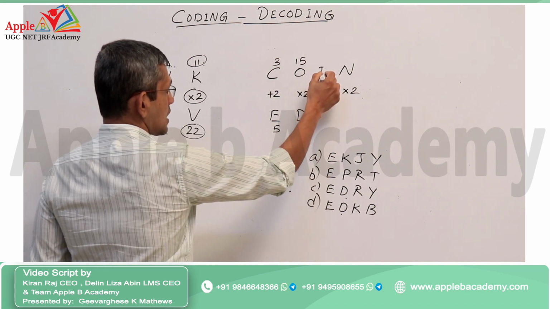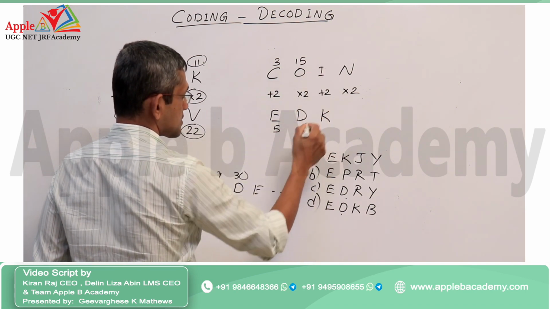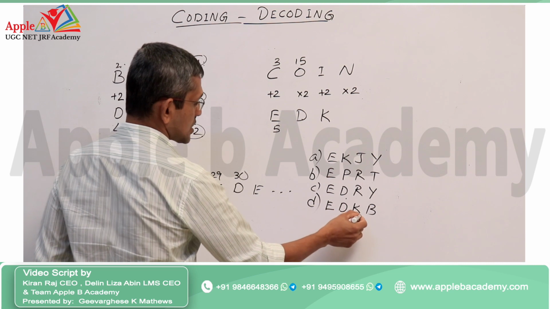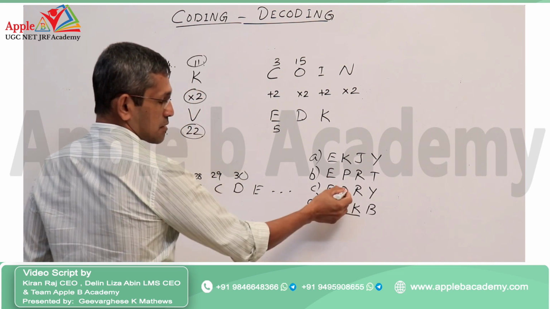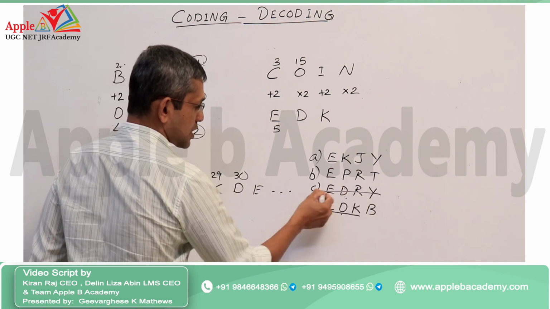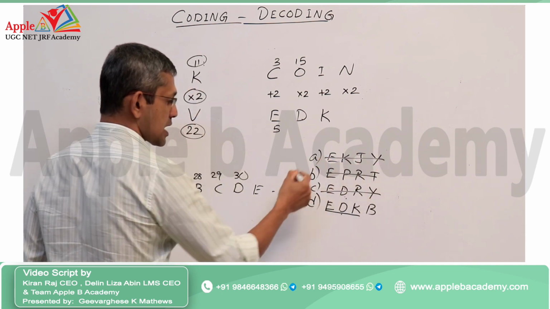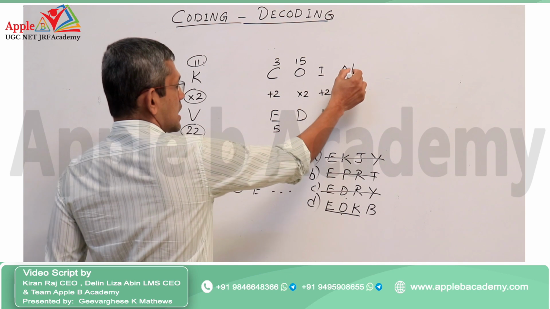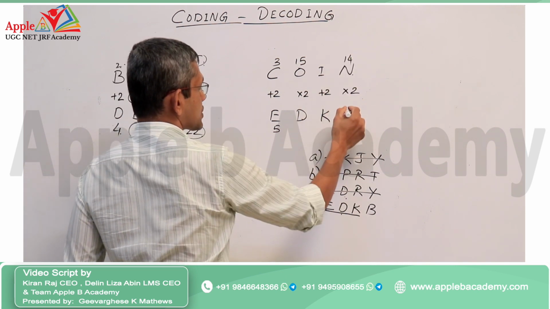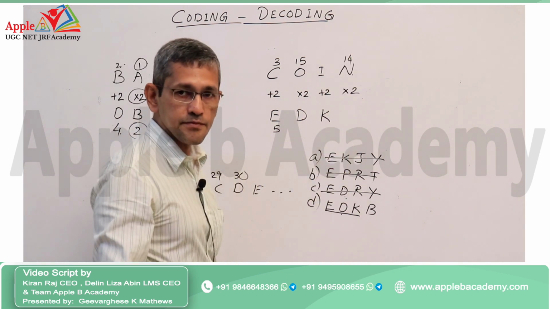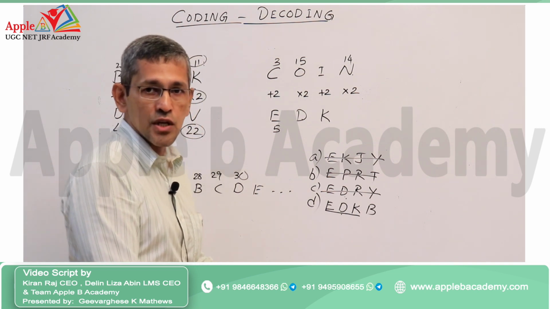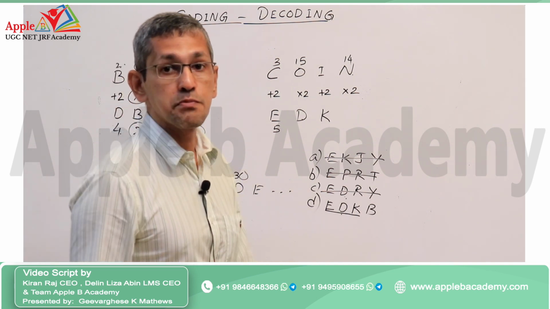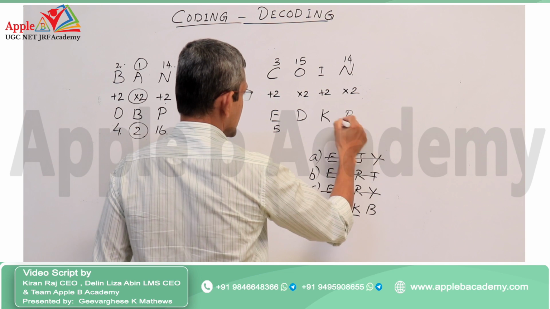Now I plus 2 is K. So that means EDK. So this would be the answer. This is EDR, so that cannot be the answer, this cannot be the answer, this cannot be the answer. So EDK. Let's verify it. Last N is 14. 14 into 2 is 28. So the 28th letter, well, 26 is Z, 28 is Z plus 2. That is B.